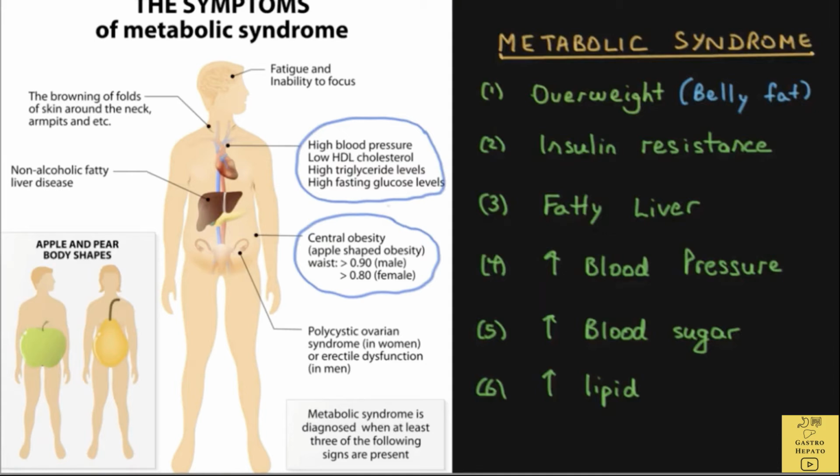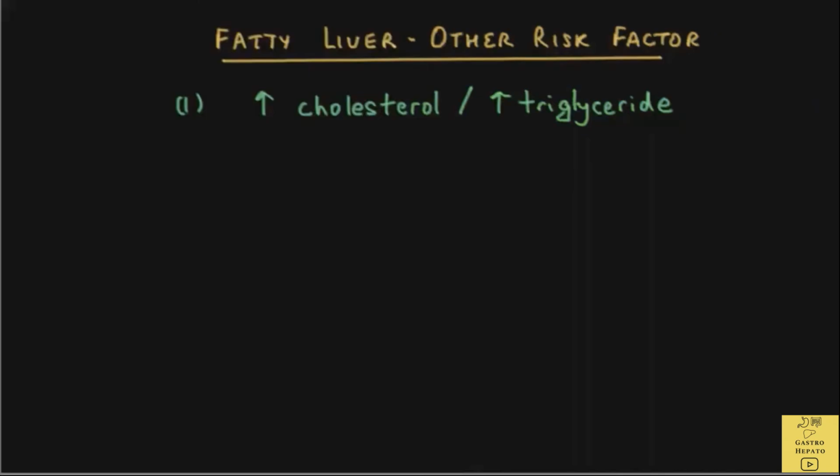Some patients have an additional health issue on top of fatty liver, namely heart disease. The high blood pressure, sugar, and cholesterol increase the risk of coronary artery disease in the metabolic syndrome. Other causes or risk factors for fatty liver are high levels of lipids. There are 2 fats or lipids that are important in causing fatty liver. They are cholesterol and in particular triglyceride. High blood levels of both of these fats result in accumulation of fat deposits in the liver cells.